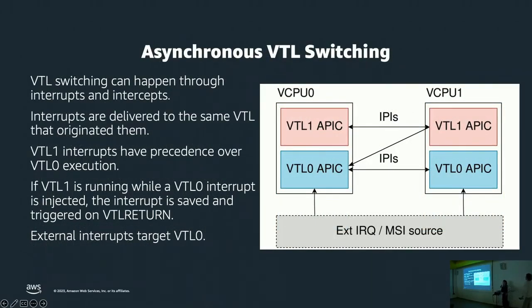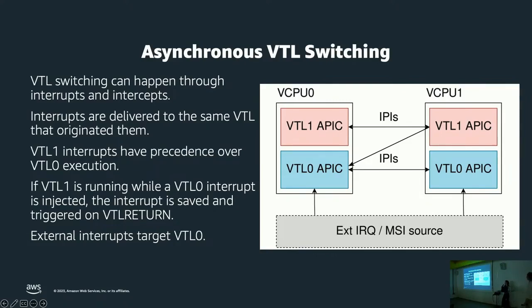Yeah, and the second way the VTL switch can happen is when the CPU is forcibly switched into a different VTL. That happens via interrupts. So two rules here. First, all interrupts are now targeting a VTL, and that is basically derived from the origin VTL of the interrupt. So if the CPU is running in VTL1, then the interrupt that it's sending is going to target VTL1 also. All external interrupts are targeting VTL0. And the second rule, VTL1 always has precedence over VTL0.